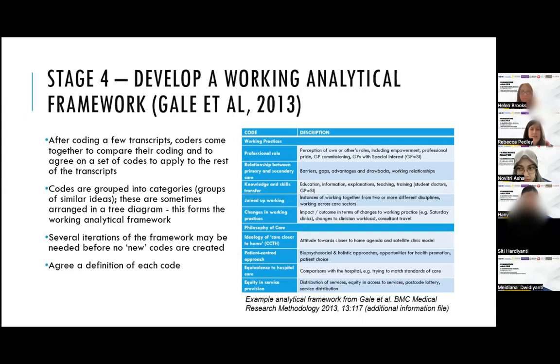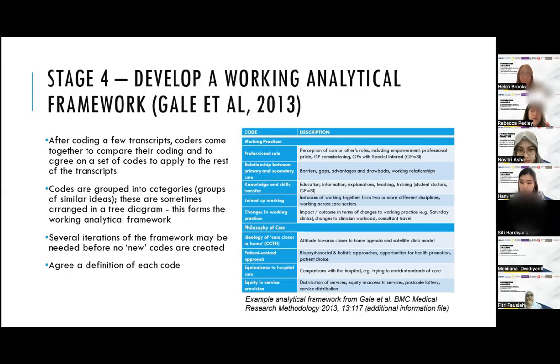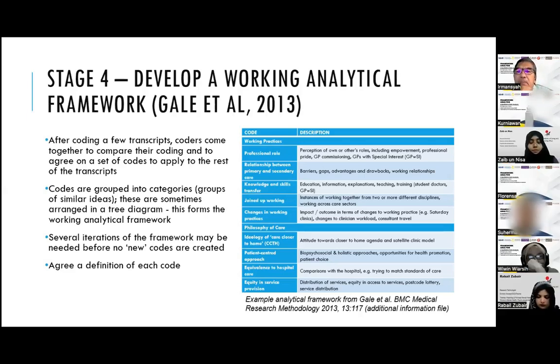And as shown in this example, which is again from the Gail additional information file, it is useful to produce a definition of each code. So where it shows the description, there's a list of definitions the team has agreed, and that's just to help the team to work consistently as they go forward, so they understand what each code means and they're applying that in the next stage.